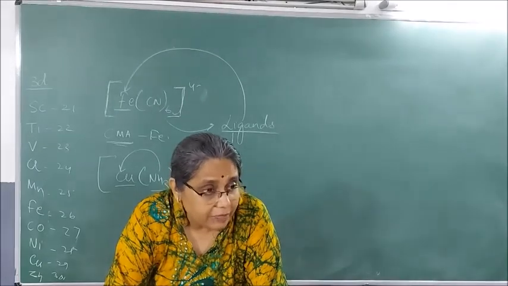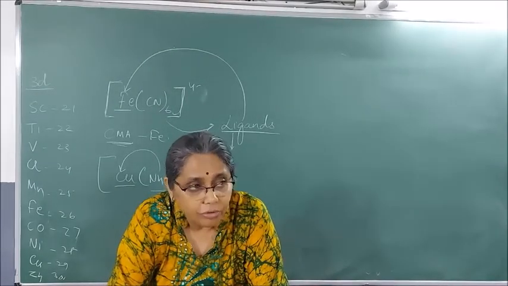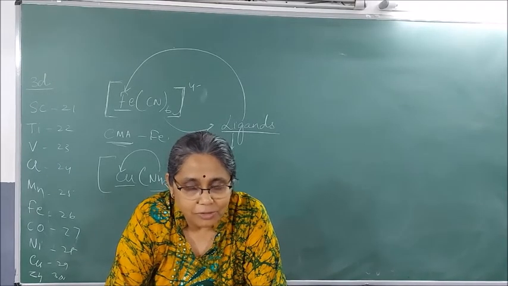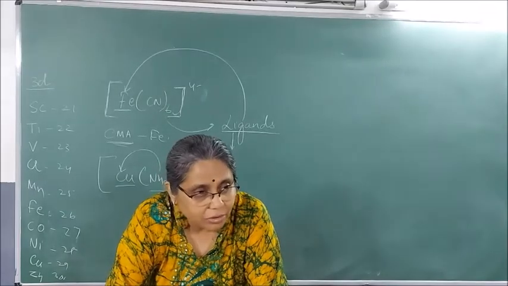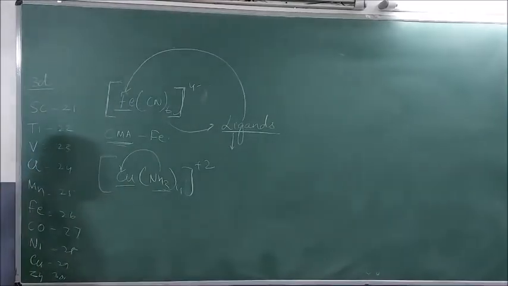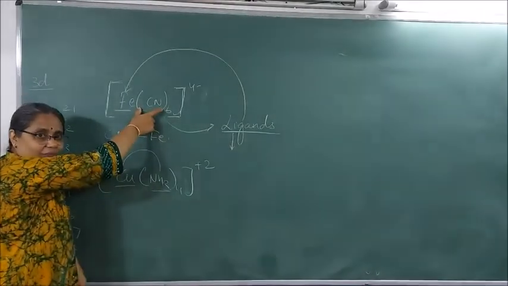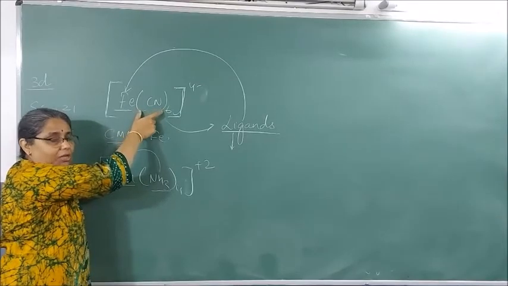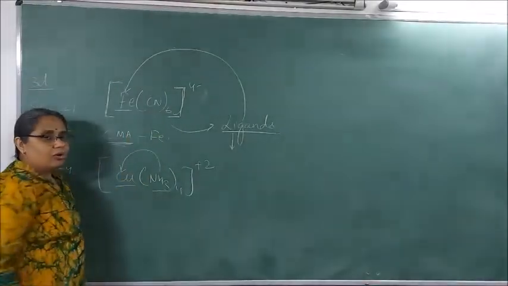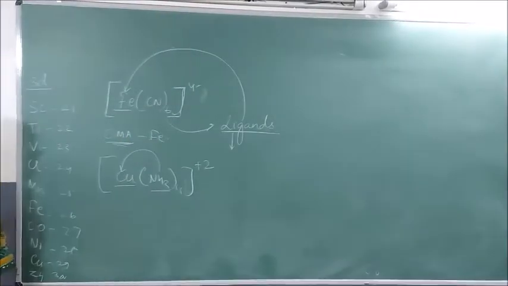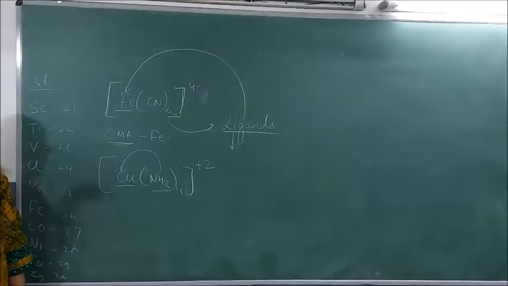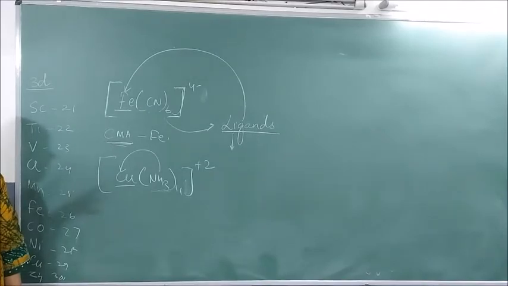Now ligands, I am leaving it because it's a big topic for tomorrow. We have to study all types of ligands. Now we will come to coordination number. What is coordination number? The total number of donor atoms, or the fixed number of donor atoms, around the central metal atom in a coordination entity is called the coordination number.